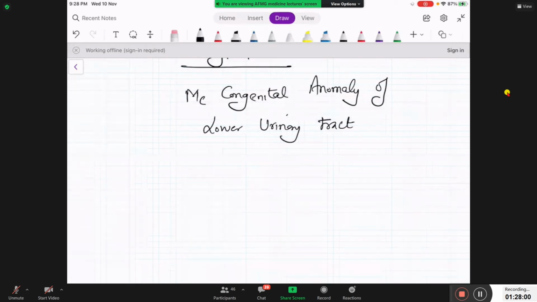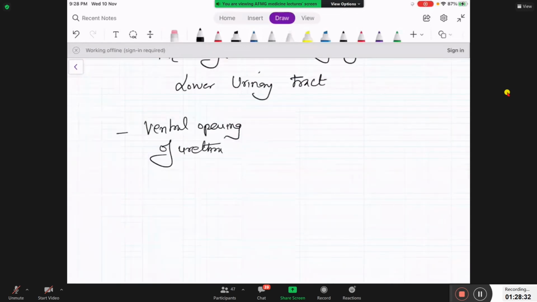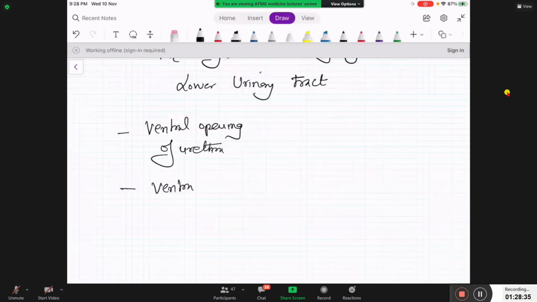Now, this is a condition where there is a problem in the growth of the urethra. Hypospadias is a condition where the urethra stops growing. I'll make you understand, but first write this down. In this condition, you will find ventral opening of the urethra. You will find ventral chordae. What is this ventral chordae, ventral opening? We'll talk about it. We will find dorsal hood.